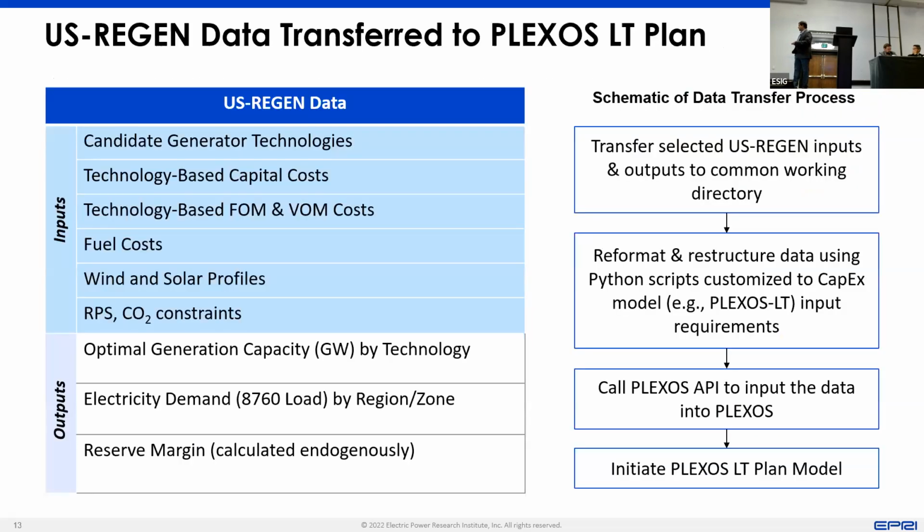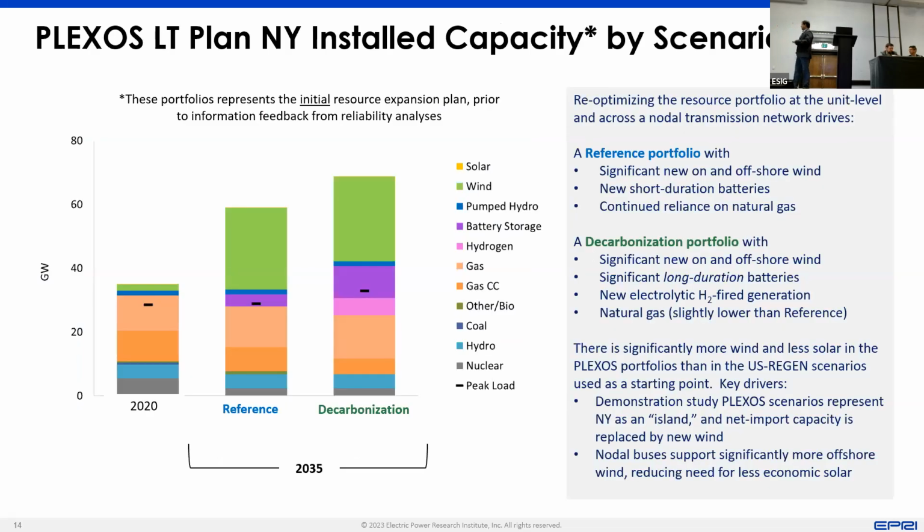So once we had, and this gets into a little bit more details, the inputs that we used and the outputs that we used to link regen with Plexos LT. Looking at the profiles, looking at fuel cost, some of the other constraints like CO2 constraints and so on. So we took all that information and linked regen with Plexos LT. And once we did that, this is the refined scenario that came out of the Plexos LT tool.